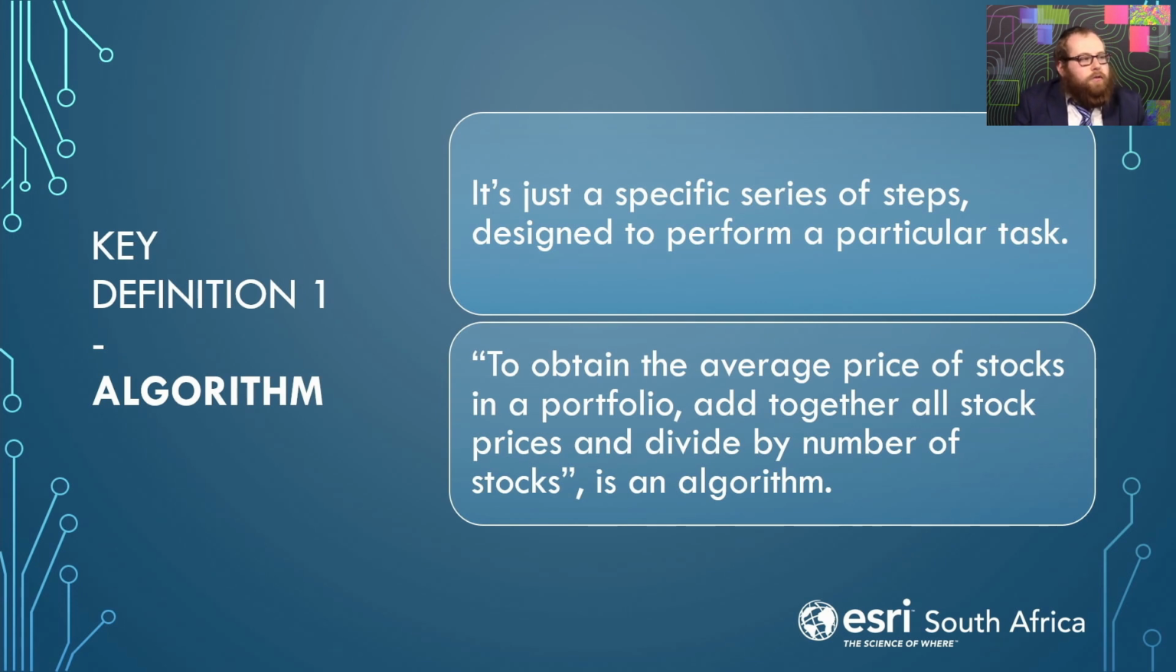First, we need to define our terms. And the first term I'd like to define is algorithm. An algorithm is just a specific series of steps with a particular goal in mind. So a very simple example of an algorithm would be, if you want to obtain the average price of stocks in your portfolio, you need to add together all the stock prices of all the stocks in your portfolio and divide that sum by the number of stocks. That gives you the average price.